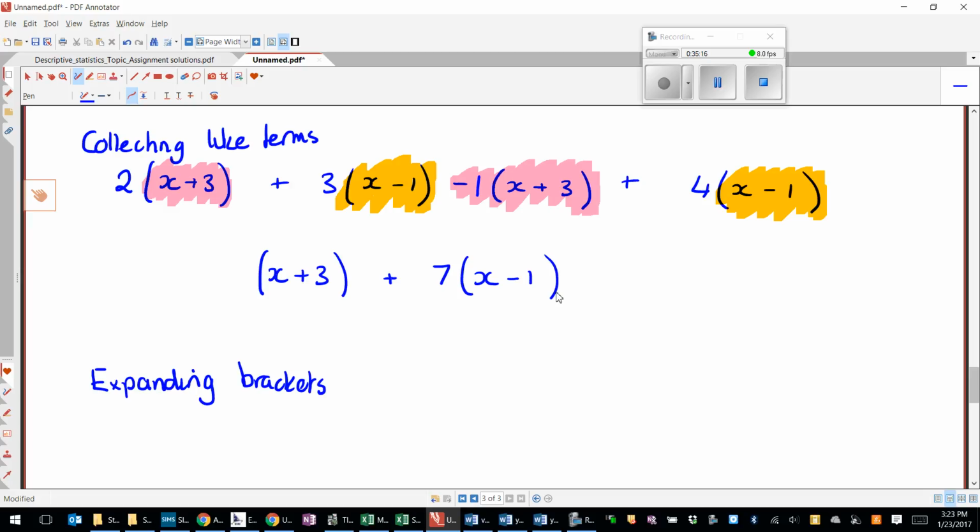Okay. Now what we're going to do is go a little bit further and talk about expanding brackets. We've already talked about, well, we've got an x plus 3. We don't need brackets there, do we? Because there's an x, you add 3 to it, then you add 7 lots of x minus 1. Now what does 7 lots of x minus 1 look like?